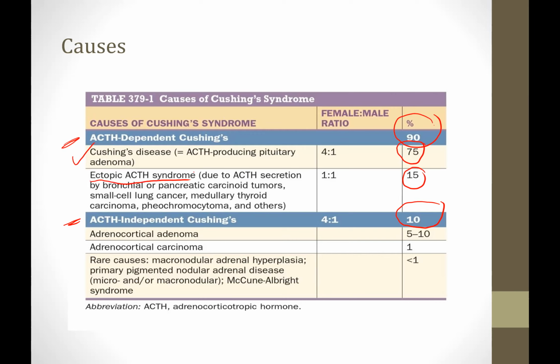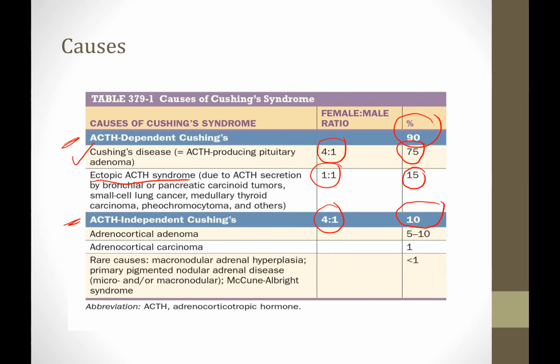This could be a short note for you. Ectopic ACTH syndrome can be a short note. And look at this, the male-female distribution. If it is from the pituitary, it is 4:1. If it is from the adrenal gland per se, it is 4:1. But if it is ectopic, there is no sex discrimination.